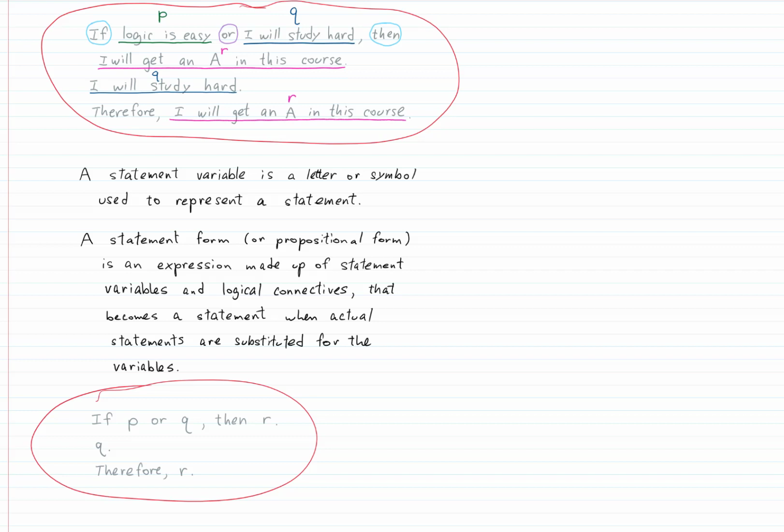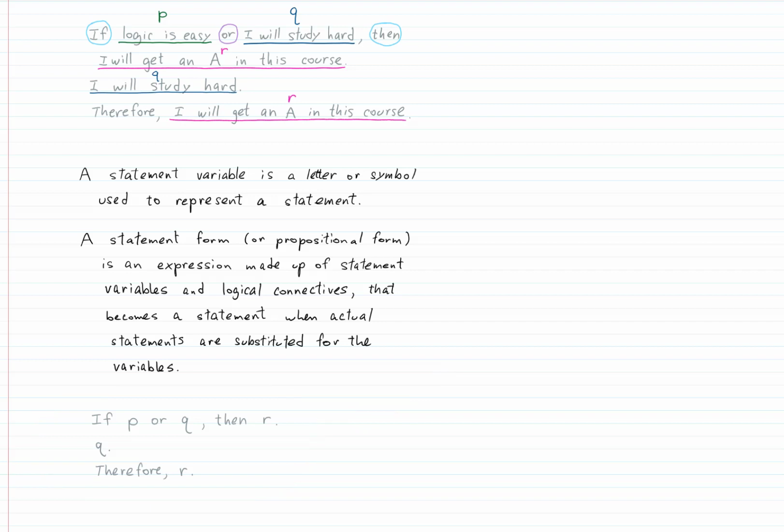Okay, so "logic is easy" is a statement, and I replaced P with "logic is easy." "I will study hard" is a statement, and I substituted that actual statement in place of the variable Q. And "I will get an A in this course" is a statement that I've substituted in place of R. So these things written up here are statements. These here are statement forms. Okay, this is really important for you to understand the language and use it properly. You won't do the logic correctly if you don't use the language properly to start with.